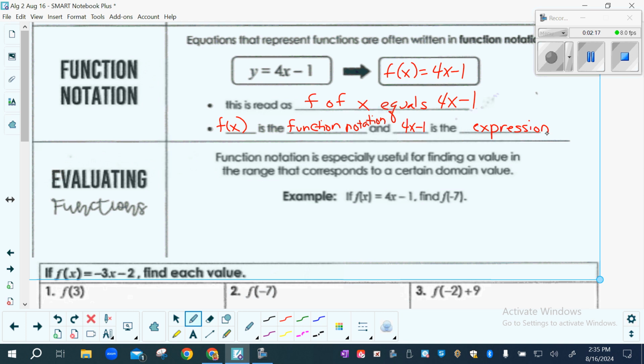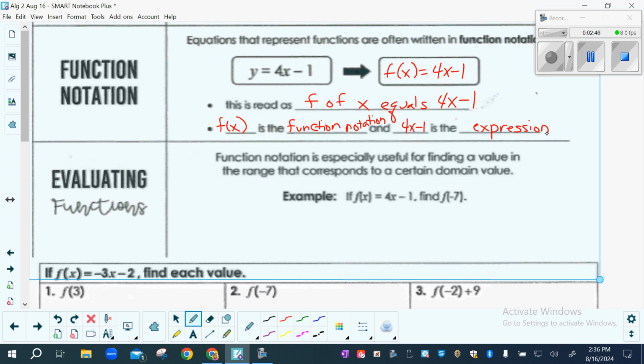So function notation is especially useful for finding a value in the range that corresponds to a certain domain value. So if f of x is 4x minus 1, we want to find, say, f of negative 7. So that's what we're going to be doing today. We're going to be finding numbers in here. Okay, can I move on to my next slide?